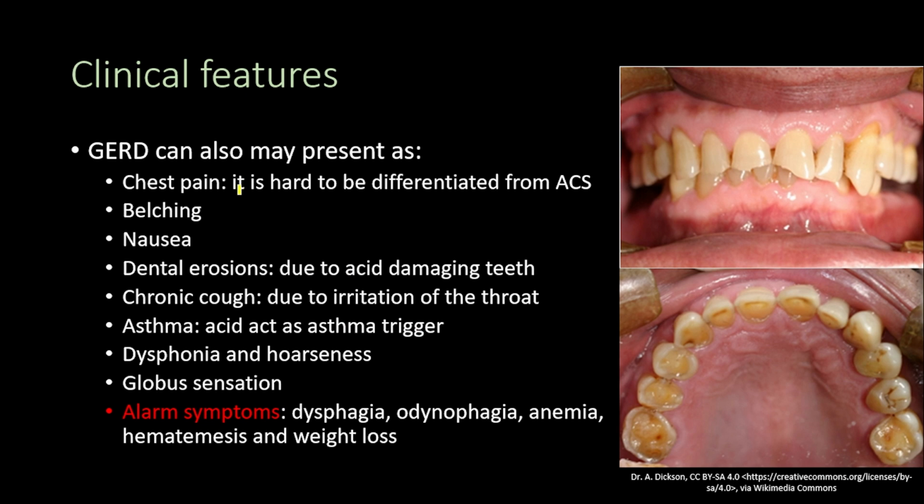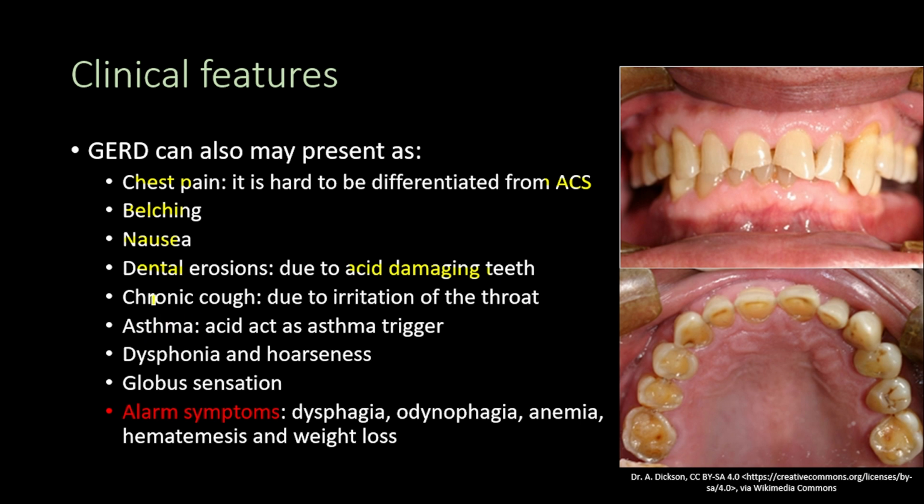Now GERD may also present as chest pain, and when it presents with chest pain, it is hard to differentiate from acute coronary syndromes like myocardial infarction and angina, because they also lead to chest pain. Now GERD may also present as belching, which is also called burping, and it may also lead to nausea and dental erosions, and that is due to the acid damaging the teeth, like you can see in this picture here.